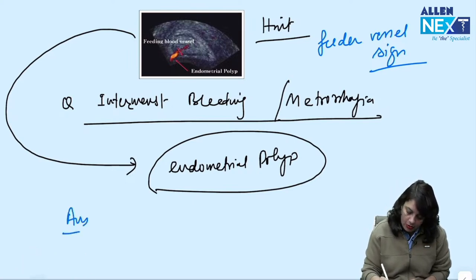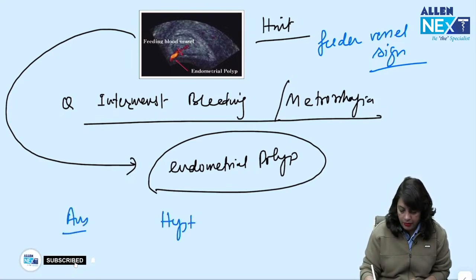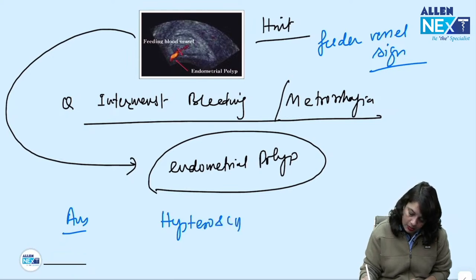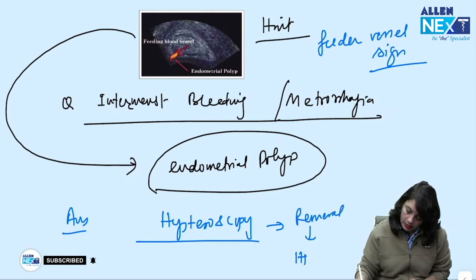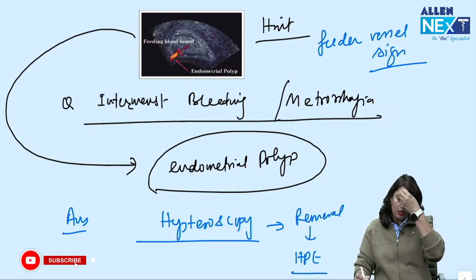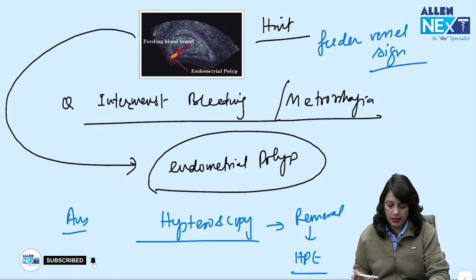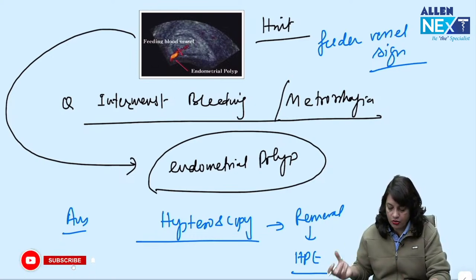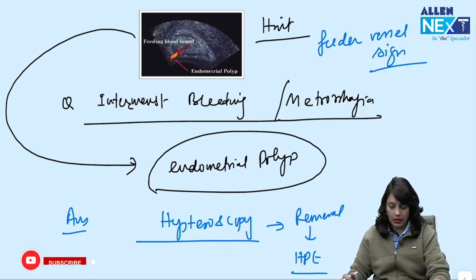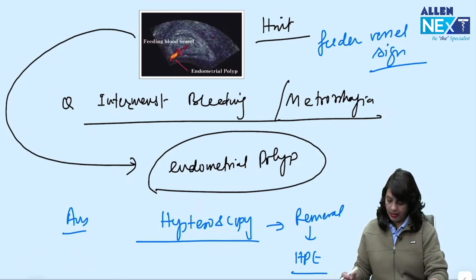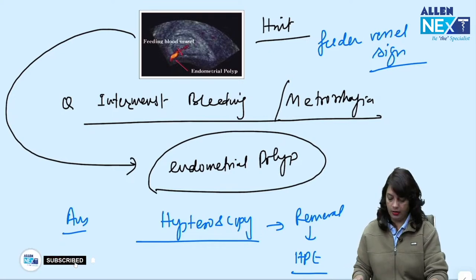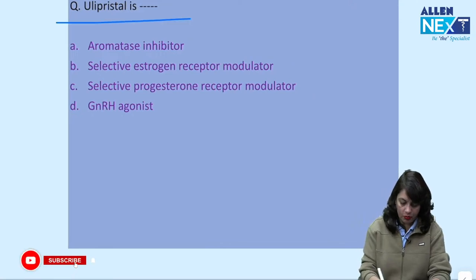Then what will be your management? Management will be hysteroscopic guided removal, followed by histopathological examination. So the gold standard for this kind of question, intermenstrual bleeding and feeder vessel sign on Doppler: the diagnosis is endometrial polyp and the gold standard investigation will be hysteroscopic guided removal followed by histopathological examination. Now ulipristal, what is it?